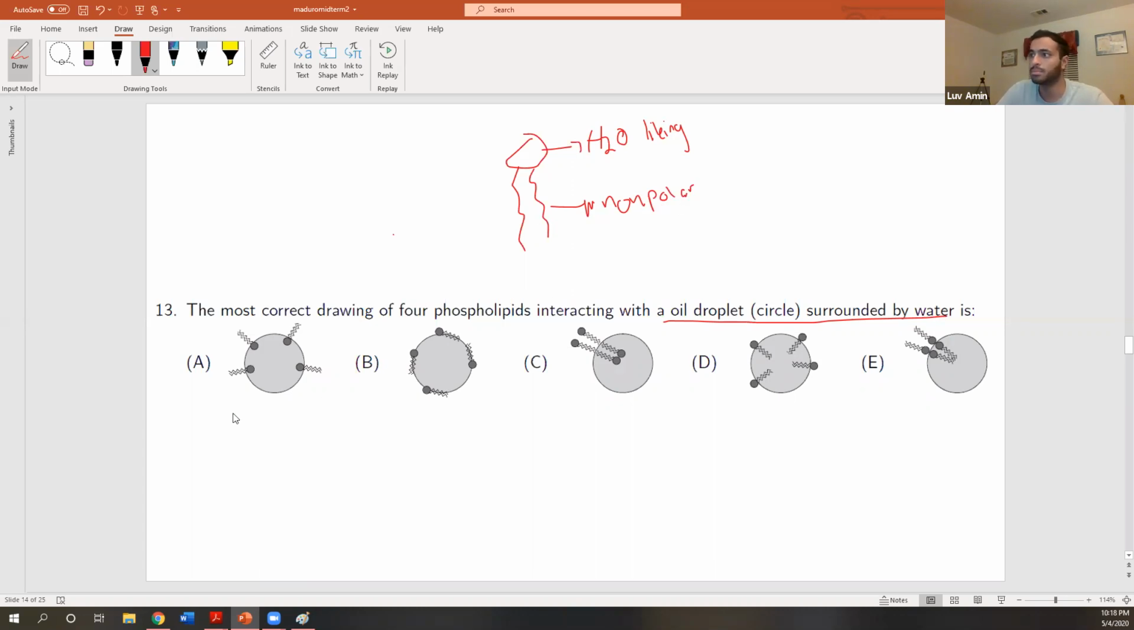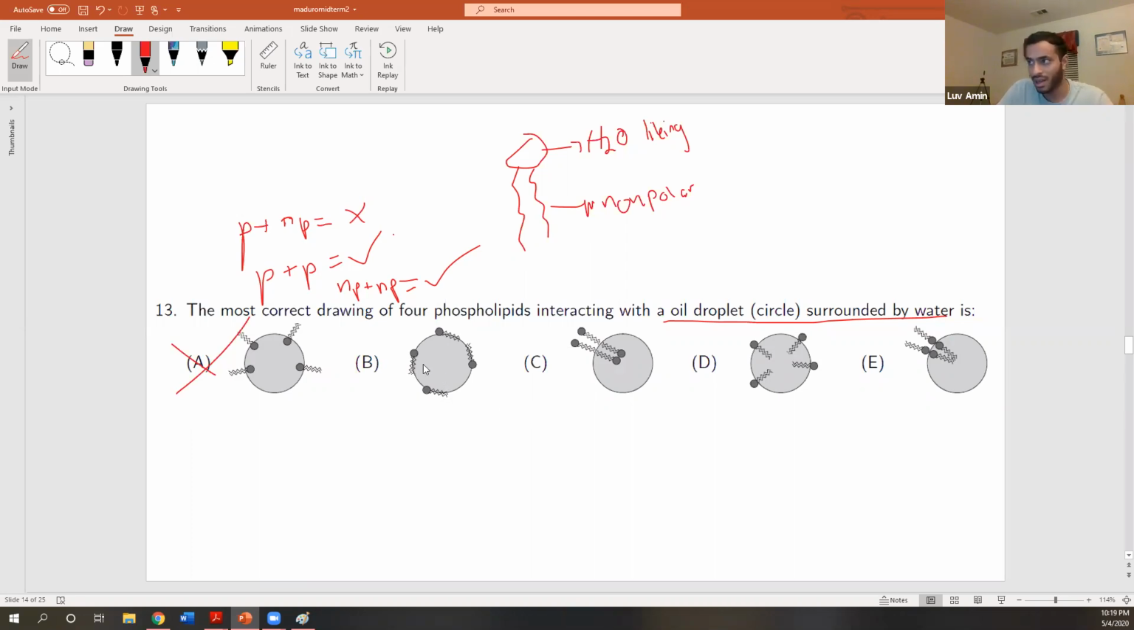So in this case, let's see what happens. In A, we see that the heads are interacting with the oil. We know that polar plus nonpolar does not really go along. That's not good. We want either polar to polar, or nonpolar to nonpolar. So let's try to match these criteria up for each of these. A is not right because we're seeing a polar with a nonpolar mix, so no A.